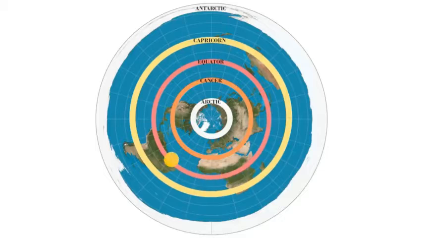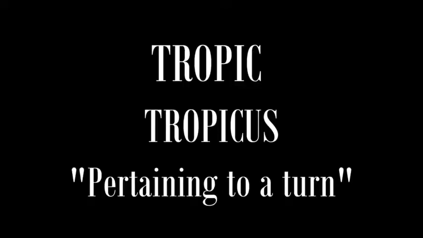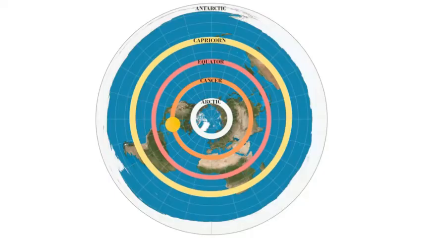of Cancer. When the sun is in this position, the northern hemisphere experiences summer and the southern hemisphere experiences winter. After which, the sun turns and begins making its way back to the equator. The word tropic stems from the Latin word tropicus, which means pertaining to a turn. The sun journeys back, taking the same concentric spiral path, and reaches the equator again.